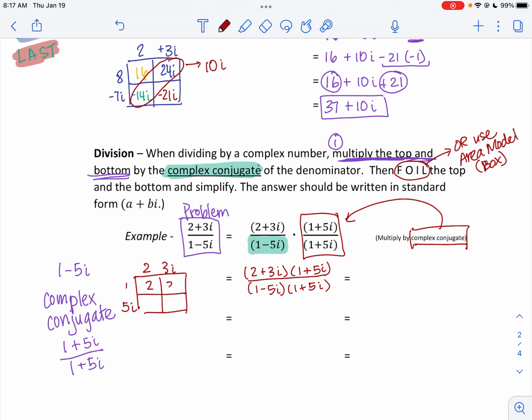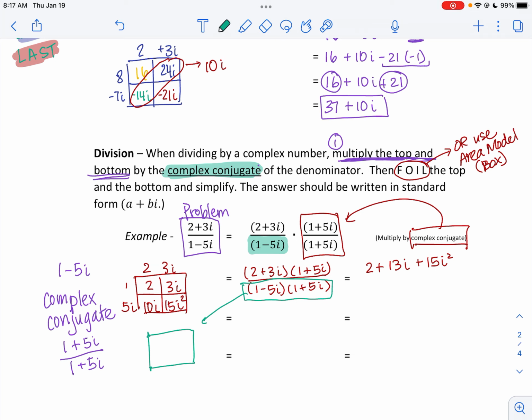So that's 2, 3i, 10i, and 15i squared. Then I would write 2 plus 13i plus 15i squared for the top. For the bottom, I'm going to change to green, so I'm going to do this part in green here.